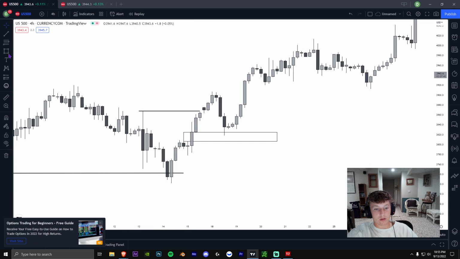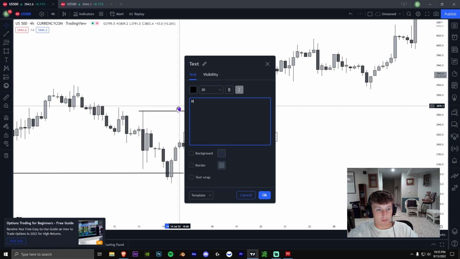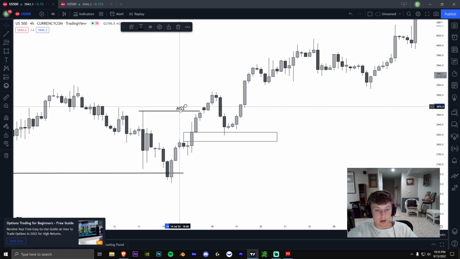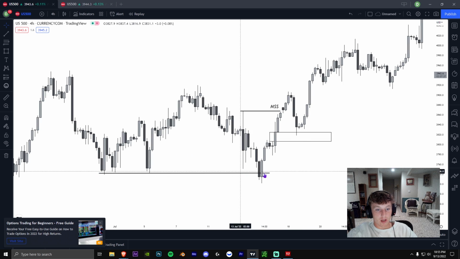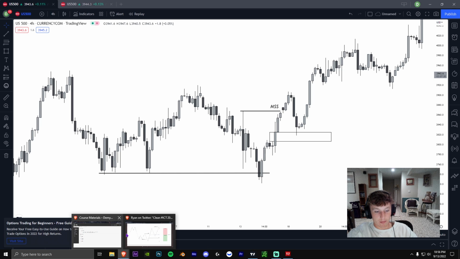So you need the market structure shift. That's your first parameter you look for, the market structure shift. Your second one is you want to make sure we took liquidity, so we went into these equal lows and we retraced.